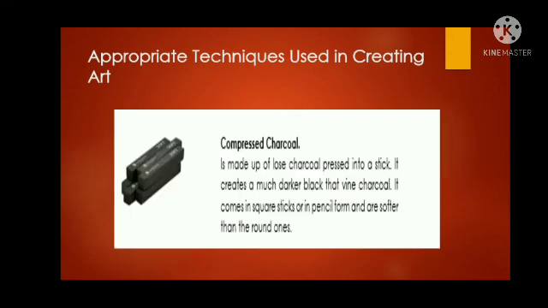Next, we have the compressed charcoal. It is made up of loose charcoal pressed into a stick. It creates a much darker black than vine charcoal. It comes in square sticks or in pencil form and is softer than the round ones.